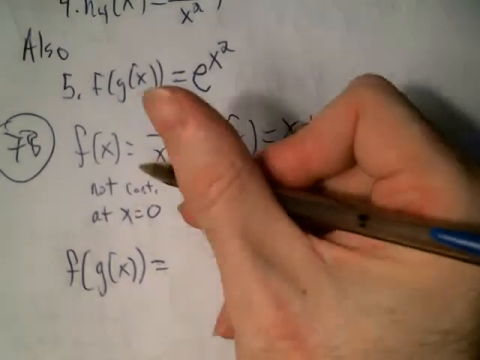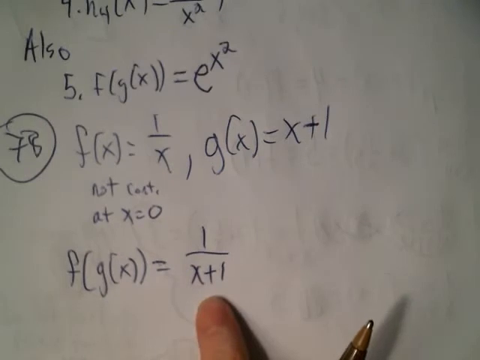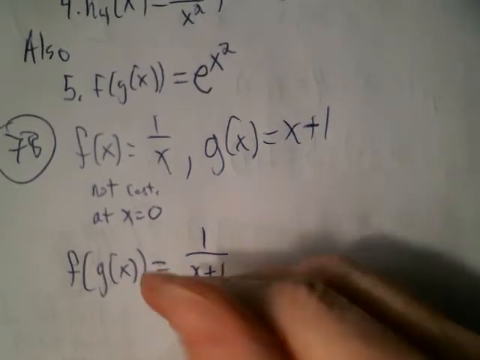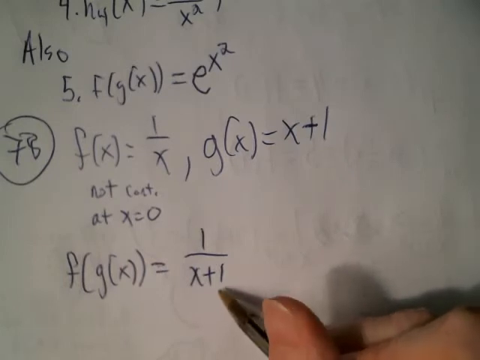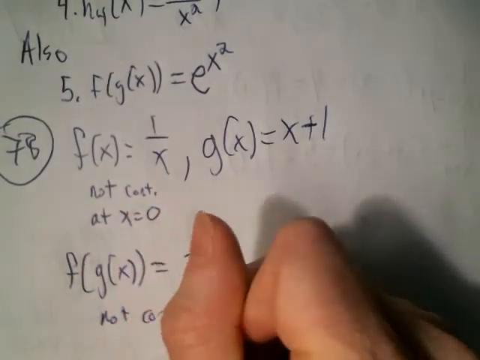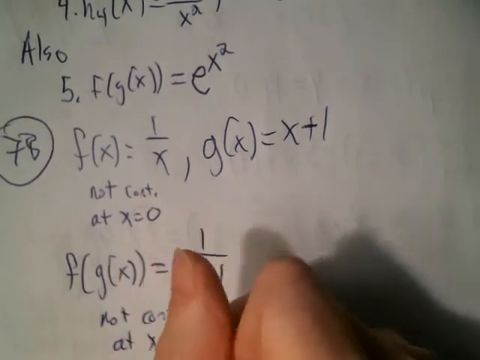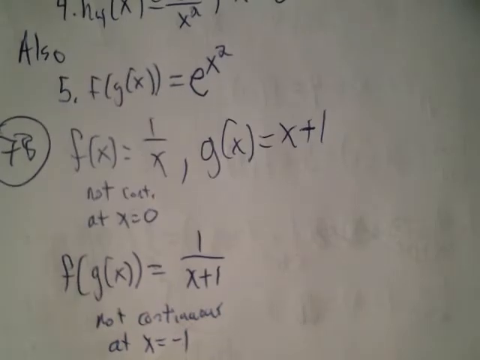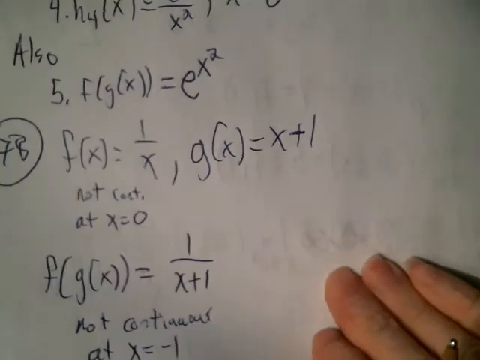So if I plug this into here, I get 1 all over x plus 1. And then this guy turns out to be continuous, right? So that's continuous at x equals 0. The real issue now is when x is negative 1. So doing a composition can change where the discontinuity is.